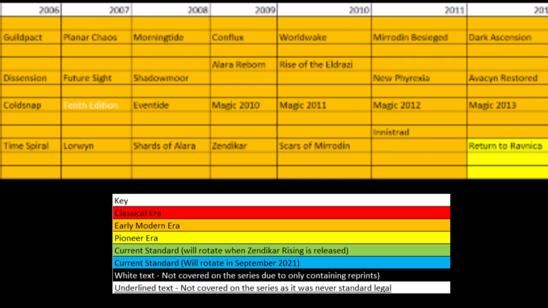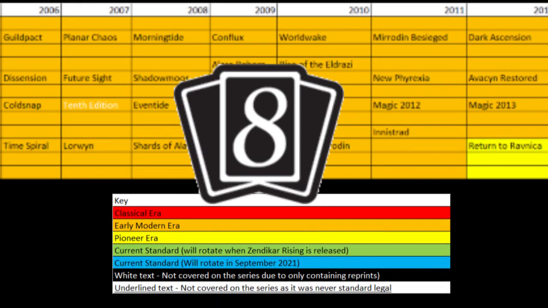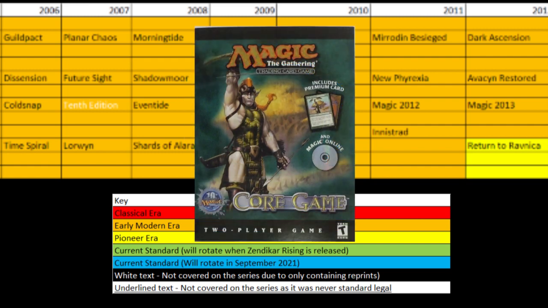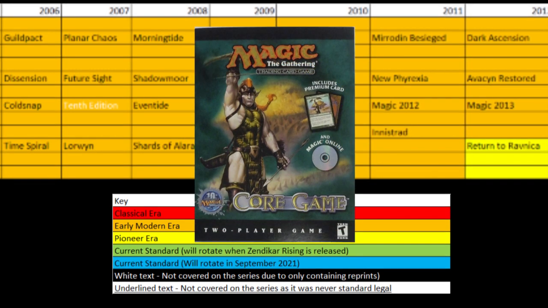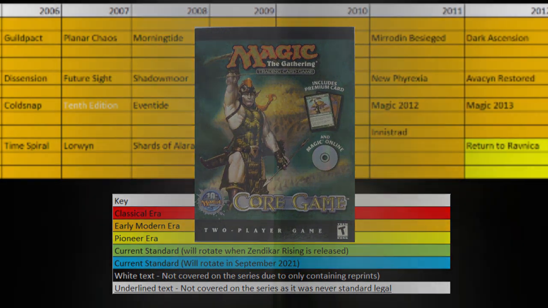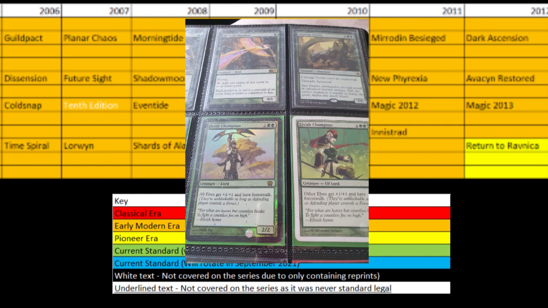I'd like to draw special attention to 8th edition as, on top of being the first set in this early modern era, it was also the first set which I purchased cards from. I was just a young boy with a single-digit age when my grandfather bought me the 8th edition core game set, a starter product which came with two very simple starter decks, as well as a promotional foil Elvish Champion, a card that still sits proudly in my binder today. So I'm going to make Elvish Champion the unofficial card which represents 8th edition, because it was my first ever card from my first ever set.